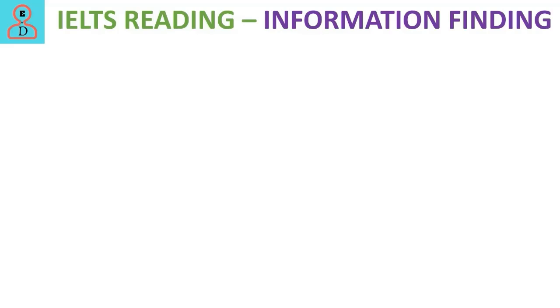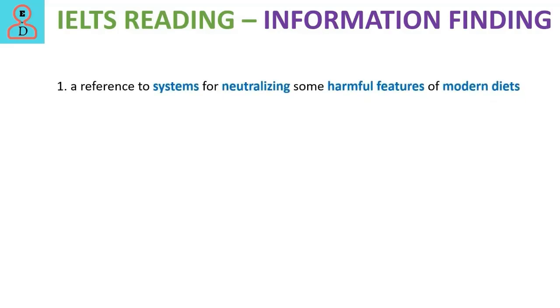Let's have a look at the first statement. In this statement, the keywords are system, which presents a process or a noun, neutralizing, which is an activity, a verb, harmful features, which is a negative quality, hence an adjective, and finally modern diet, again a noun.